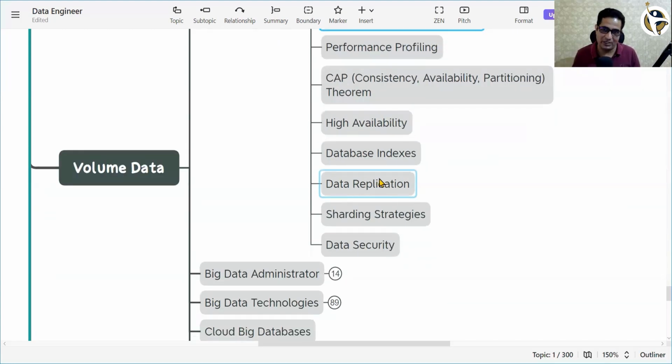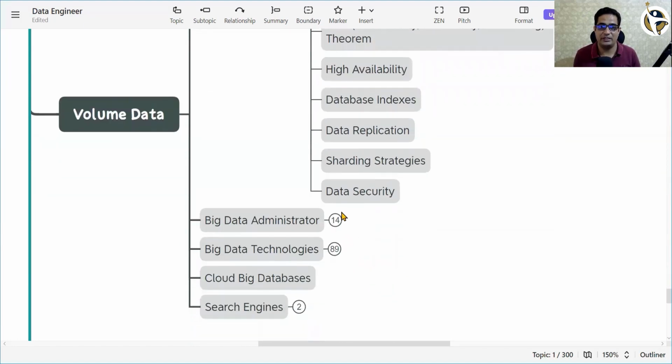Then high availability is very important. If one database is going down, you need to have another database. That's where high availability, database indexes, data replication, and sharding strategies come in. MongoDB uses sharding a lot, so you need to know sharding strategy. Data security, no doubt, is very important: data at rest, data in motion, and accessing that data. These things are very important when it comes to governing your data.